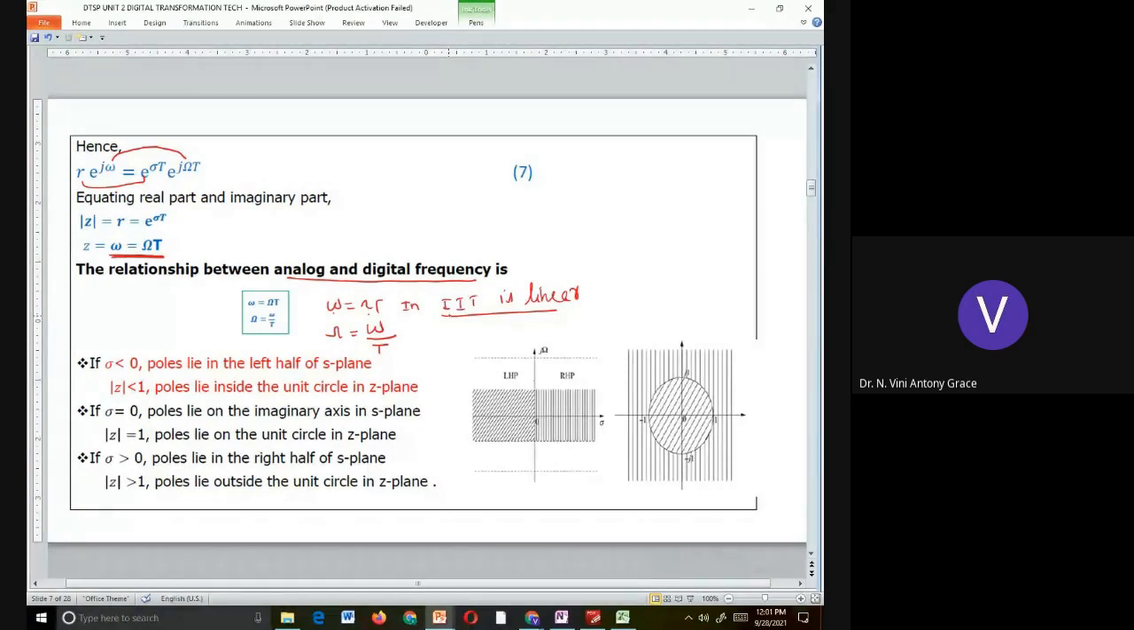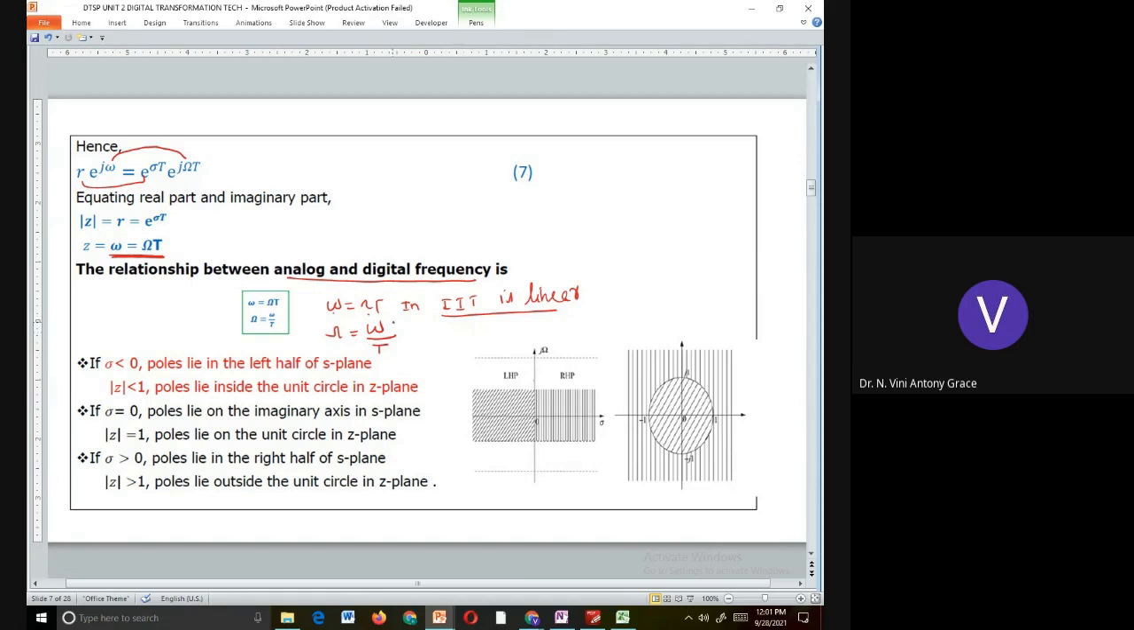But this will not be the case for bilinear transformation. There exists a non-linear relationship between analog frequency and digital frequency. And that non-linear relationship will end up in a distortion which is called warping. You might have come across this term in your question paper, second internal assessment. What is warping? How can it be avoided? It can be avoided by using a technique called pre-warping.